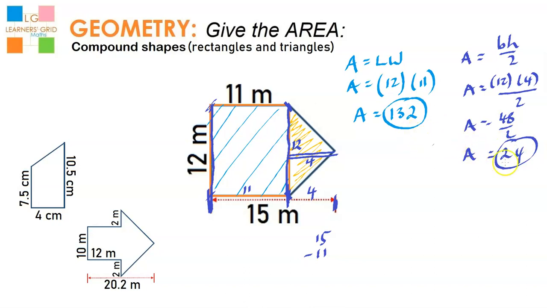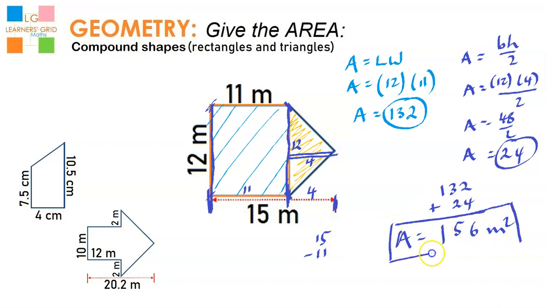Cool. And now all I need to do is add my area for the triangle and my area for the rectangle. So 132 plus 24. Okay, we're going to add those together, 6, 5, 1. And so the final answer is area equals 156 meters squared. Don't forget to include your units of measurement.